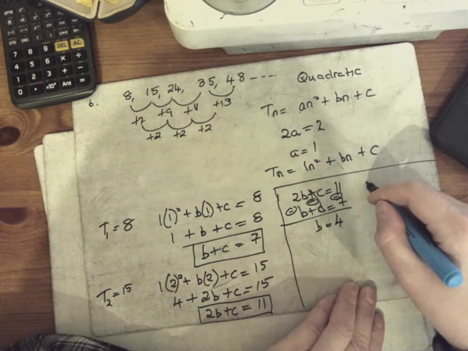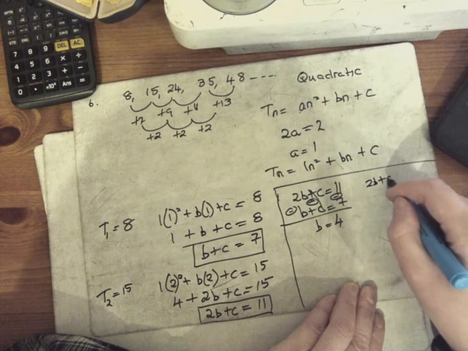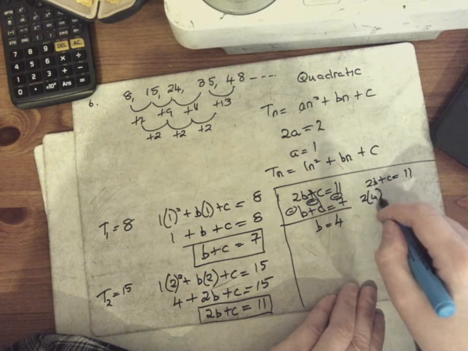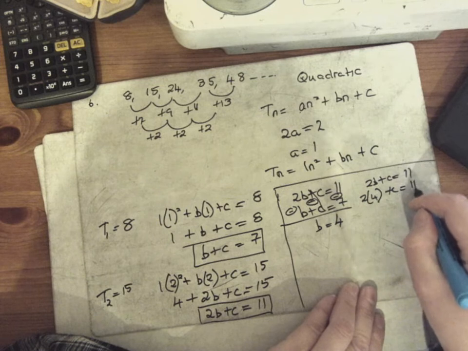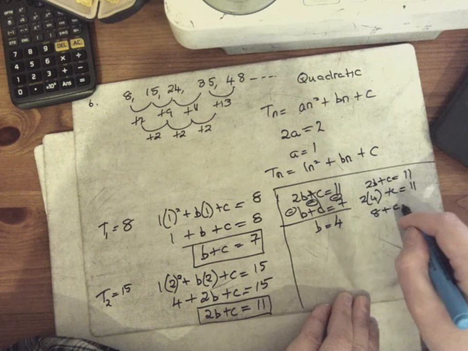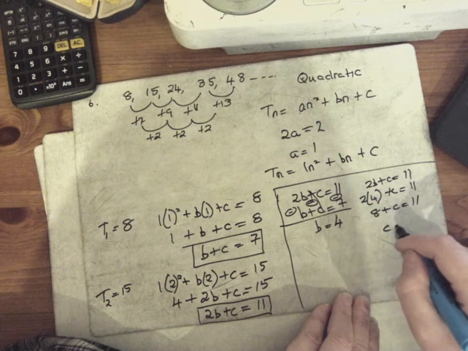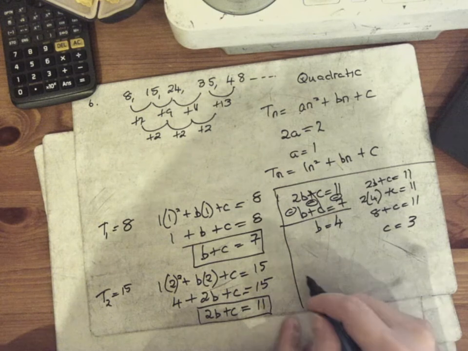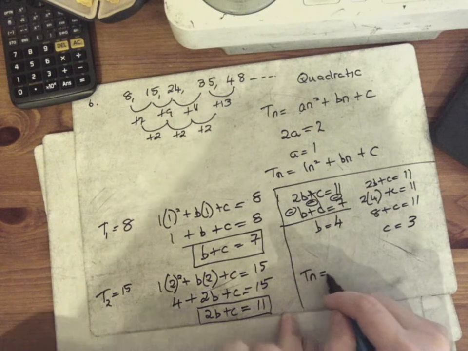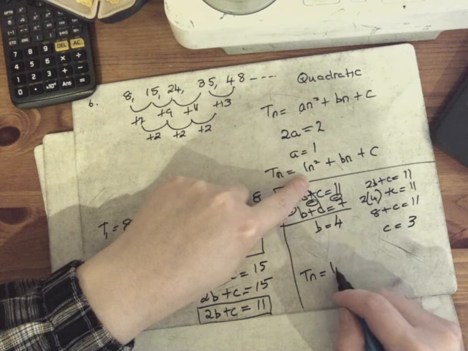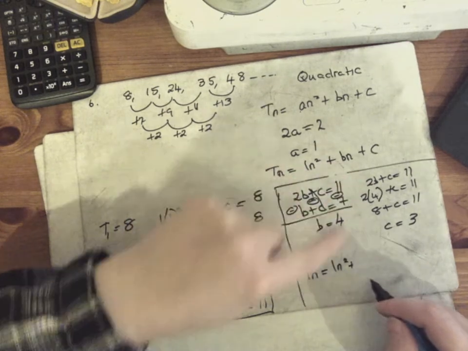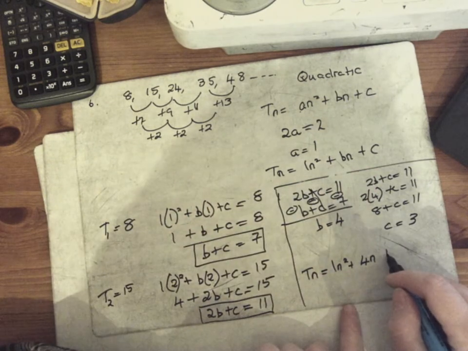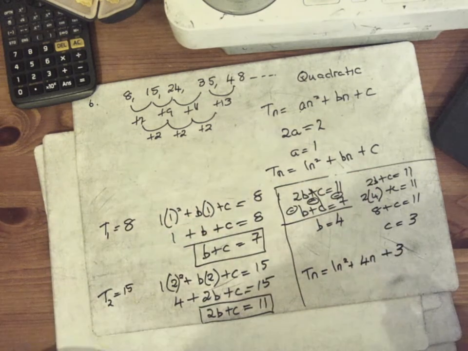Okay, so then take the top equation, 2b plus c equals 11. I've just figured b is 4, so it's 2 times 4 plus c equals 11. So that's 8 plus c equals 11. C is equal to 11 minus 8, which is 3. So then the question was, write down what Tn is. So Tn is equal to 1n squared plus bn, you've just figured out b is 4, so it's plus 4n plus c, and c turned out to be 3. So that's that one done.